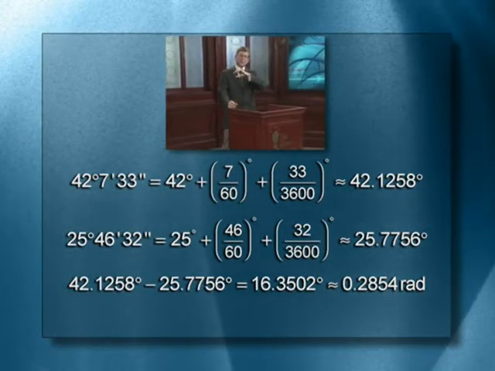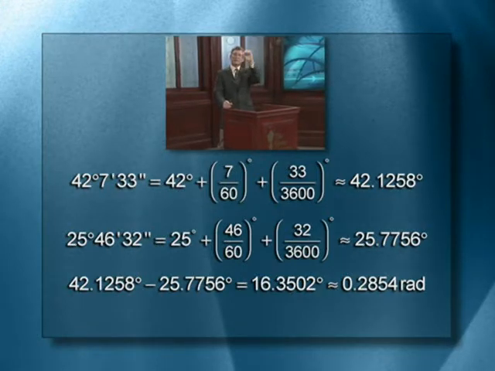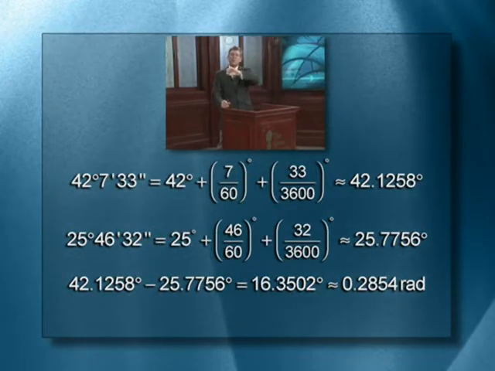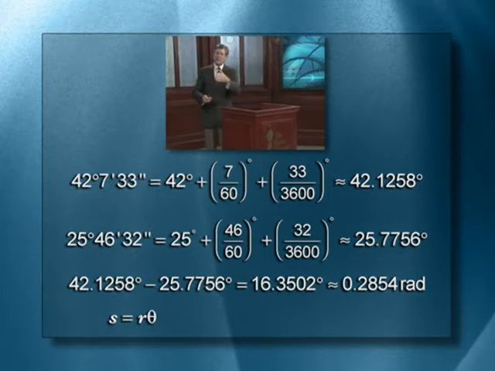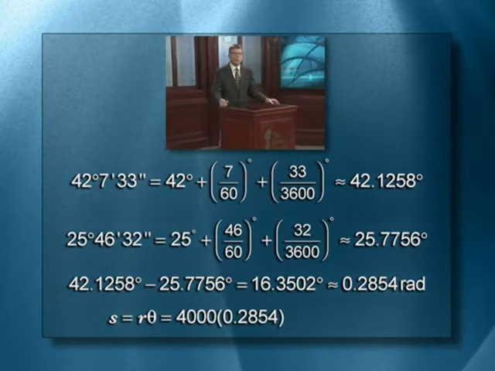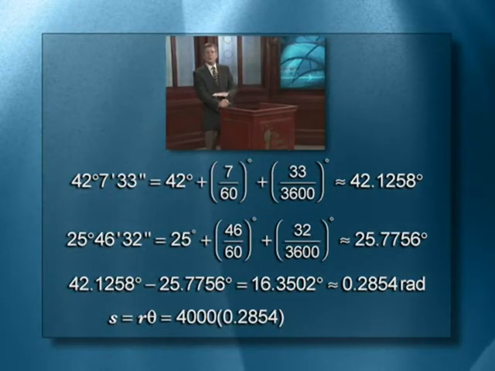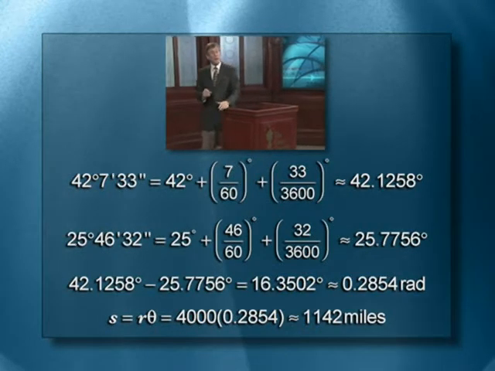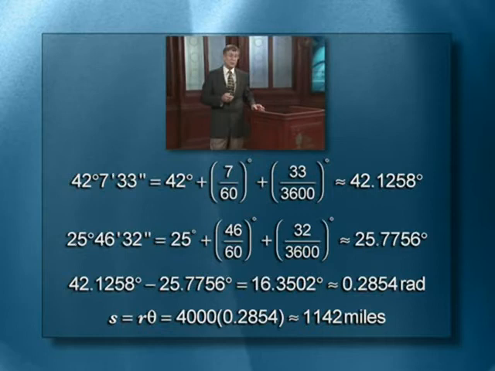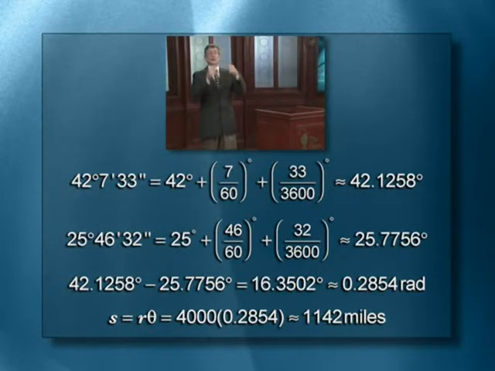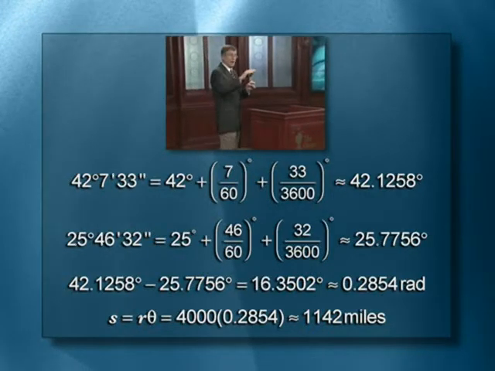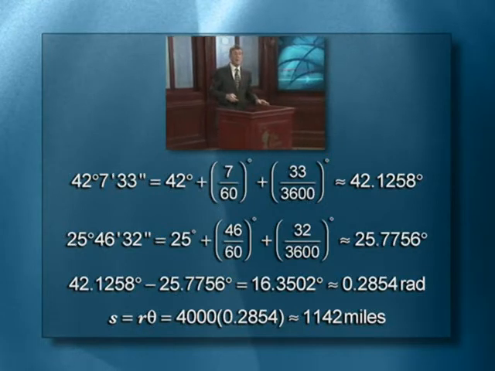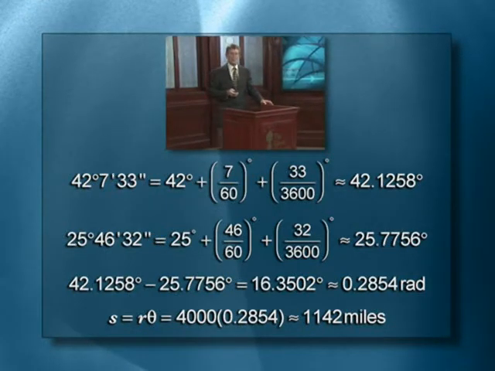How far is the distance? Well, that's the arc length. That's the length of the piece of the sphere. It's r times theta. R, we're assuming, is 4,000. Theta is 0.2854 radians. It comes out to be about 1,142 miles. That's how long it would take to drive. That's the distance you would drive along the highway if there were a direct route from Miami to Erie.